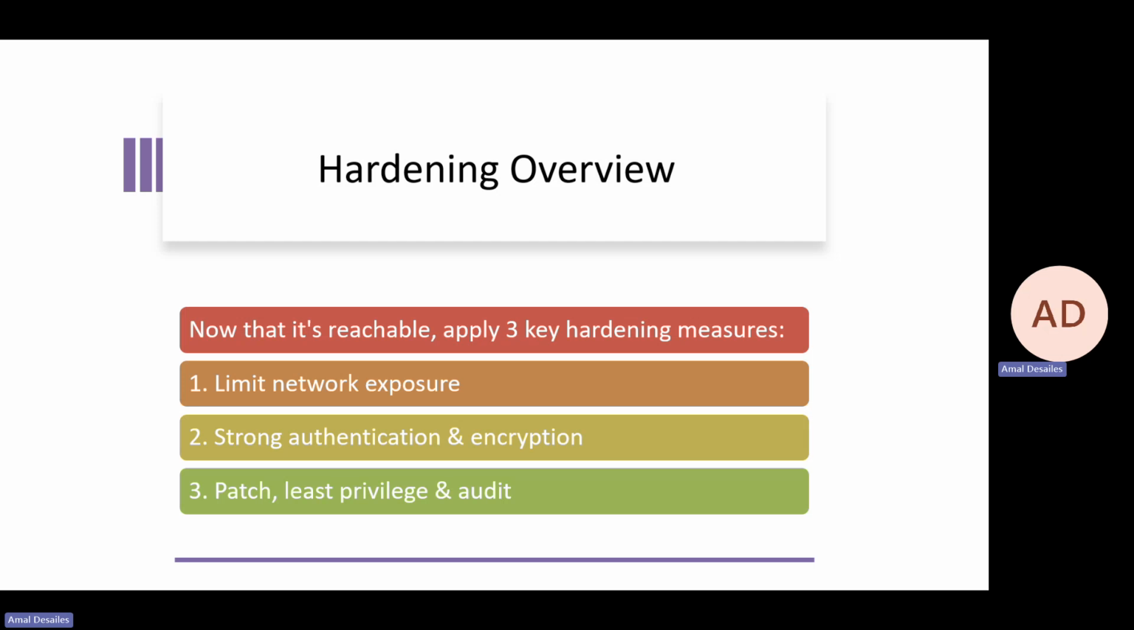And transitioning to the hardening. Making the service discoverable is useful for testing, but it always increases the exposure. So next, I will cover three high-impact hardening steps that balance security with usability: limit exposure, enforce strong authentication and encryption, and apply patching, least privilege, and auditing.